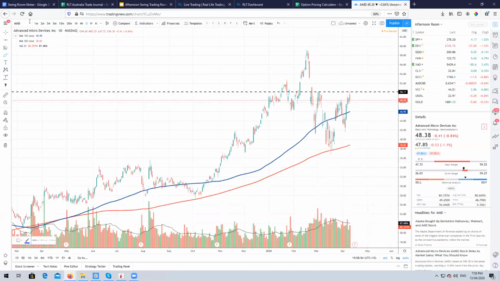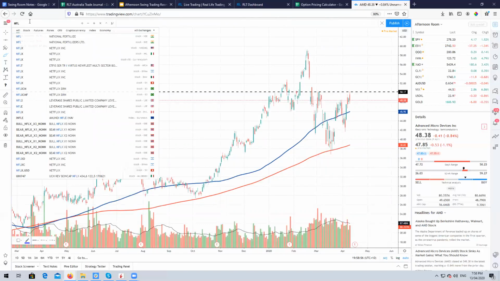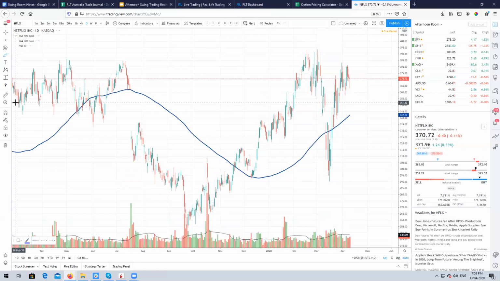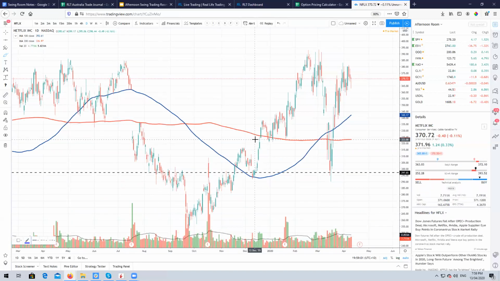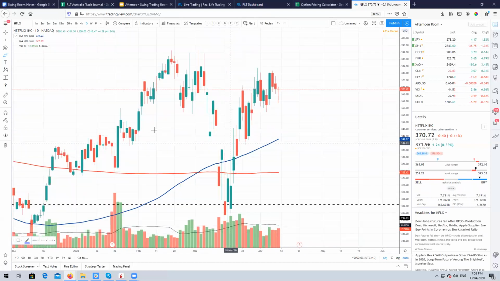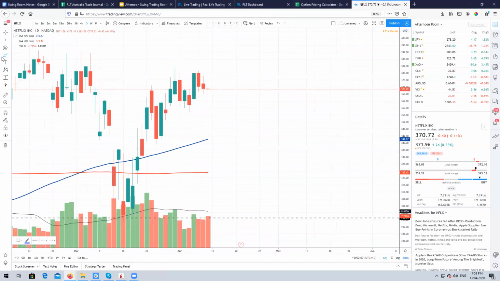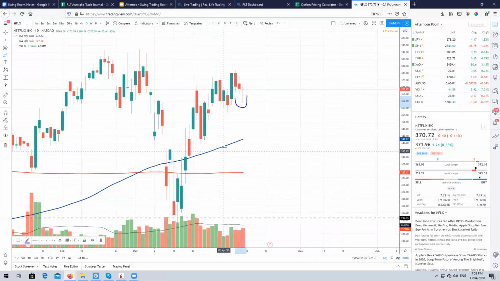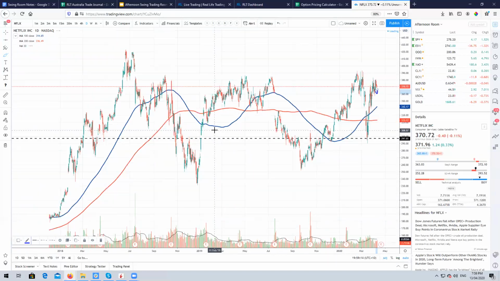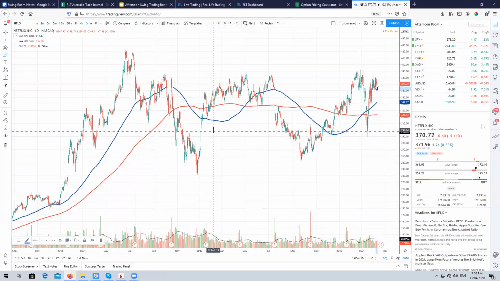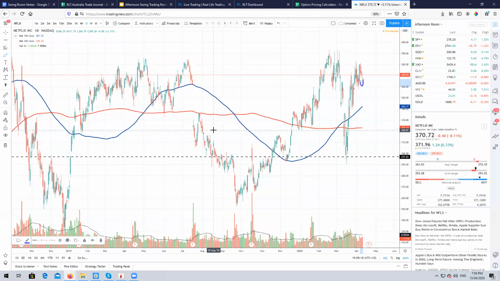Netflix. NFLX. Gapping up when the market is gapping down. I mean, they have just been super strong. Brilliant hammer candle on Thursday. Super strong, guys. Won't be long until Netflix creates some new higher highs.